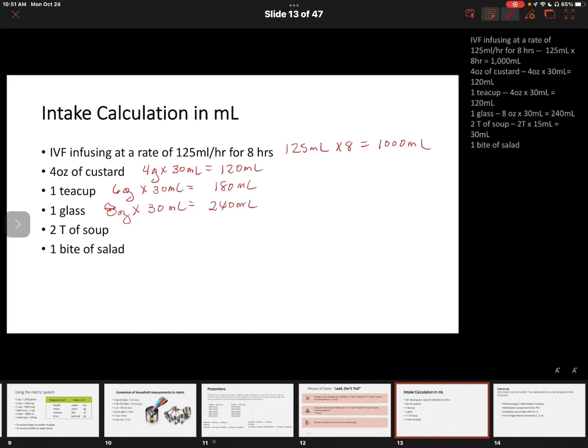2 tablespoons of soup. I know that 1 tablespoon equals 15 milliliters. So 2 tablespoons would give me 30 milliliters. And 1 bite of salad is not liquid at all. Then I would take all of these milliliters and add them up.